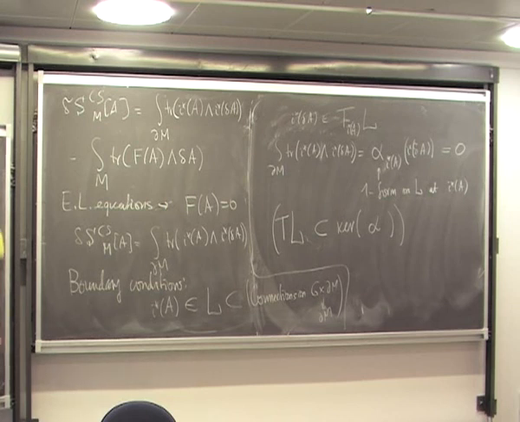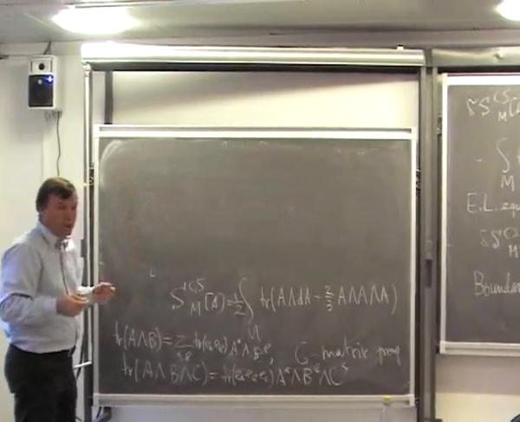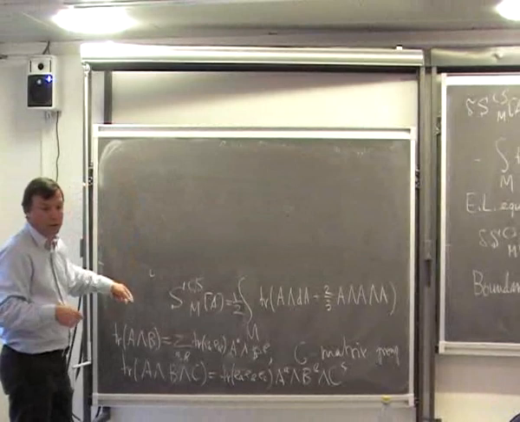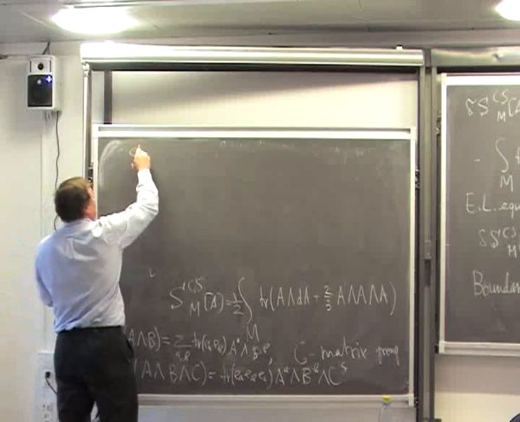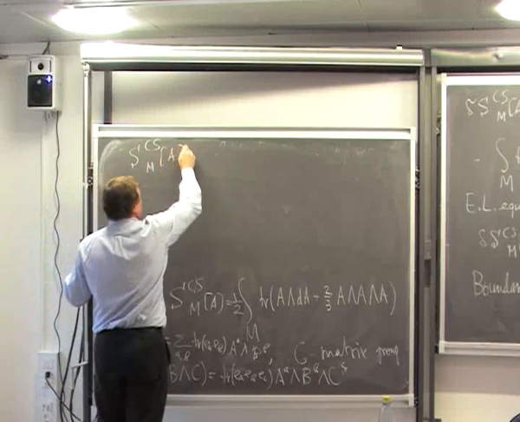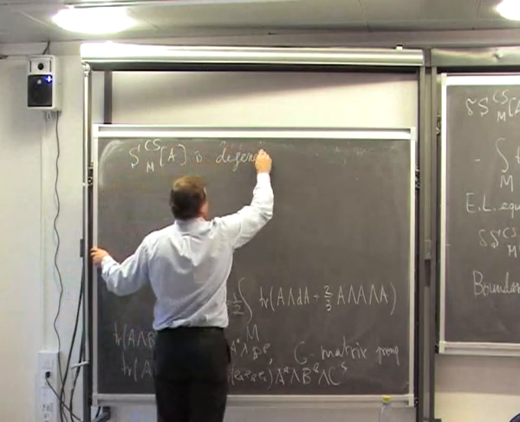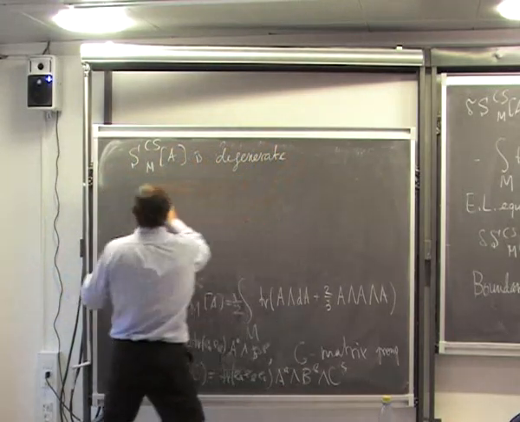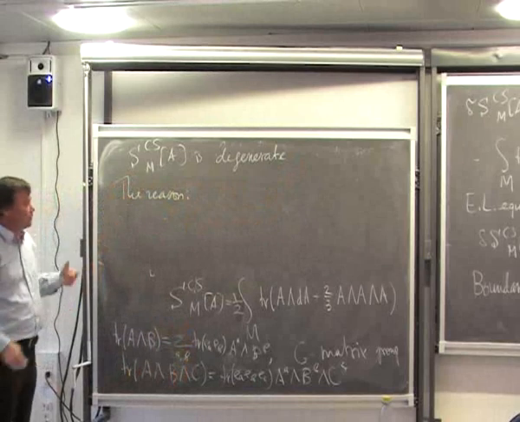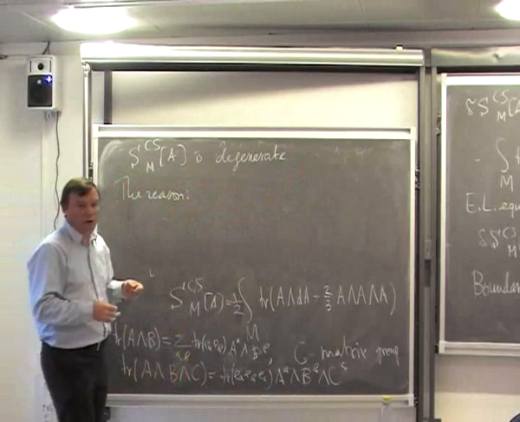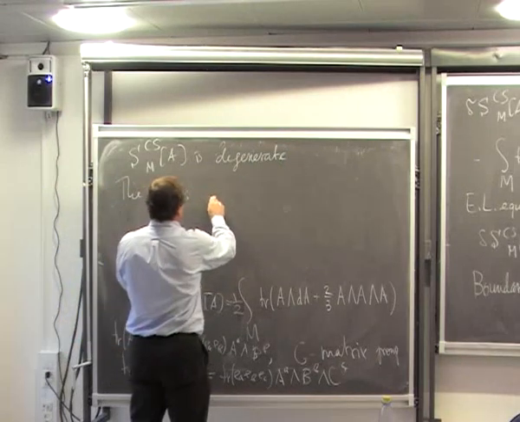So remember we had this condition that the matrix omega ij should be non-degenerate. This is not the case here, if you write it in terms of this matrix omega ij. So S Chern-Simons on M is degenerate. And the reason is that this action is gauge invariant. Well, strictly speaking, almost gauge invariant. So what does this mean?